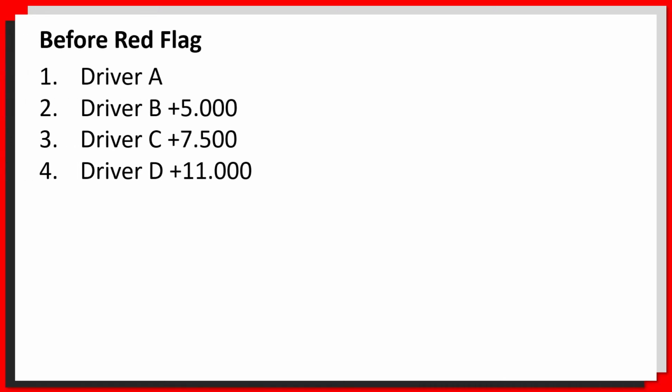So what exactly are they? So let's pull up a small little example. We have a Grand Prix and it gets red flagged somewhere in the middle. And in this red flag period, we have gaps between 4 drivers, A, B, C and D as follows. Driver B is 5 seconds behind, driver C 7.5, and then driver D 11 seconds behind the leader before the red flag, on the racing lap before the red flag came out.